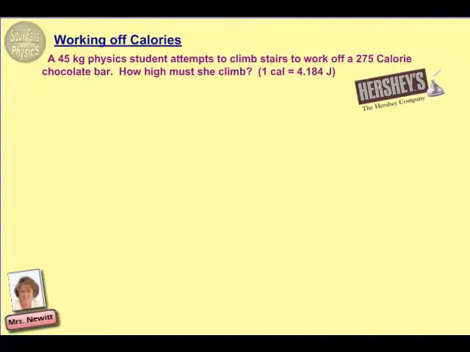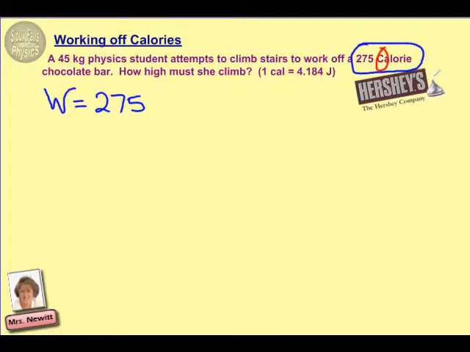Notice that chocolate bar, if you look on the back at the nutritional information, you'd find 275 calories. So that is the work that she will need to do to work off that energy. But notice that when we say 275 calories, and this is how you would see it on the back, the C is capitalized. A food calorie is really a kilocalorie, and we often show that with a capital C.